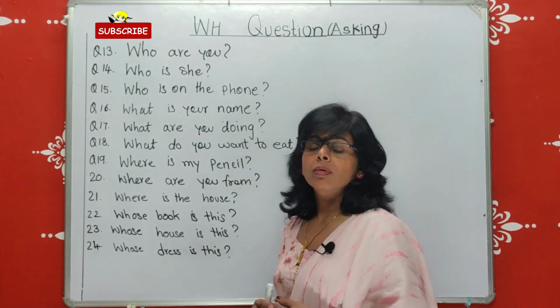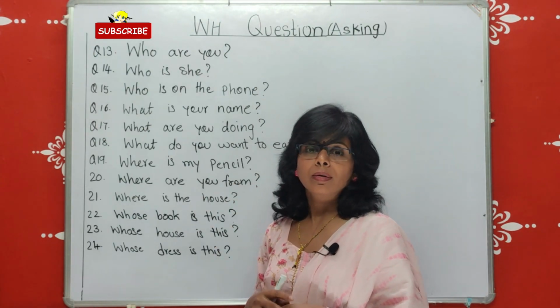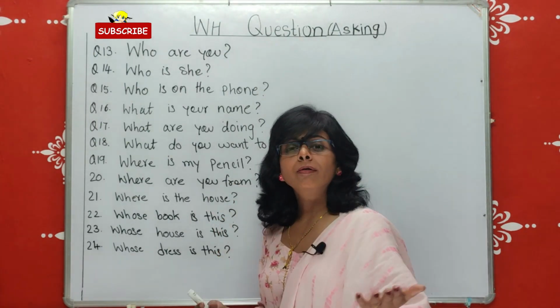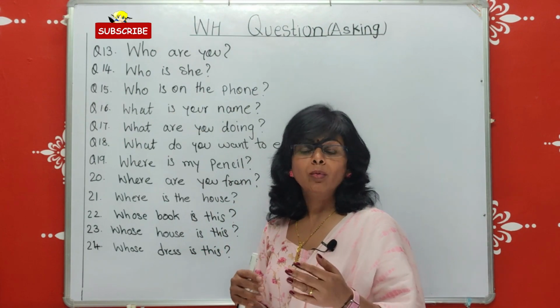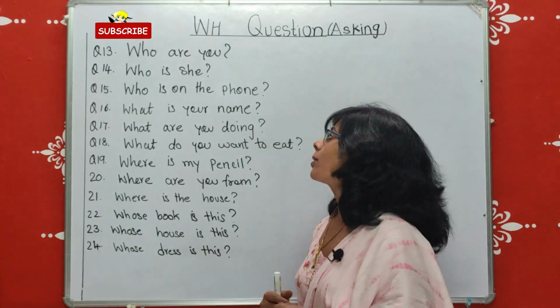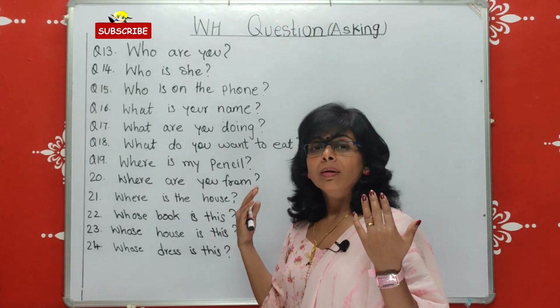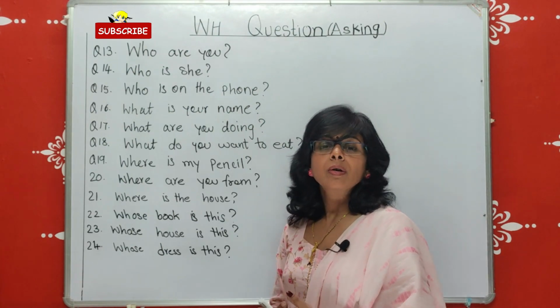Who is on the phone? Means phone पर कौन बात कर रहा है? This is the proper way. Who is on the phone? और phone के ऊपर नहीं. If you are talking to someone, then you say who is on the phone? Phone पे कौन बात कर रहा है? Okay? So there are many more that you can frame out from this WH family.